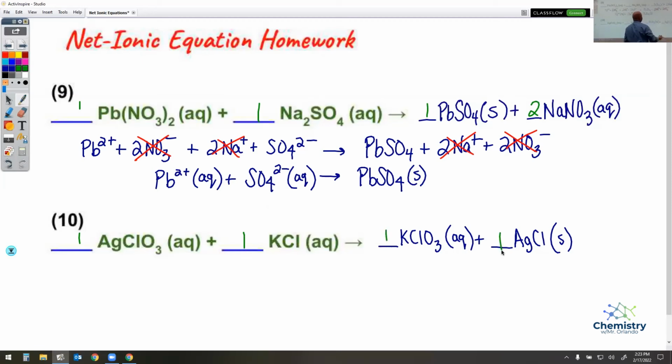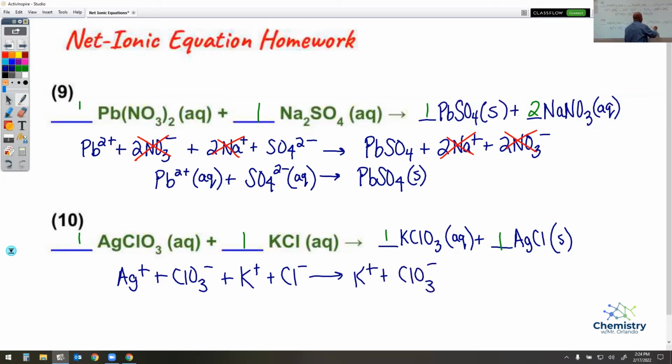And now we can go ahead and write our complete ionic equation. So we have Ag plus ClO3 minus 1 plus K plus Cl minus goes to form K plus chlorate ion plus our AgCl precipitate, which we're going to keep together.